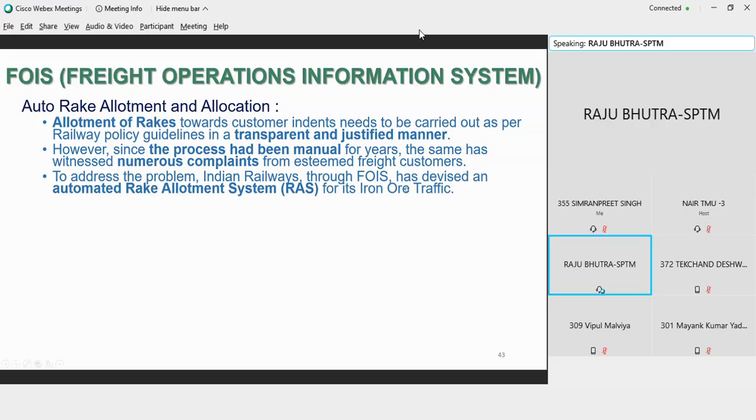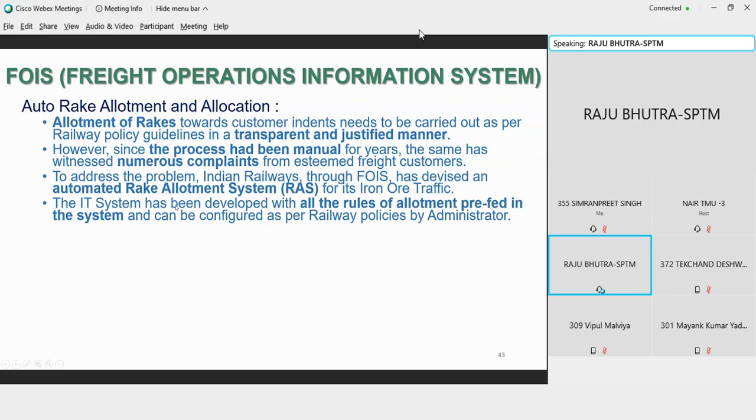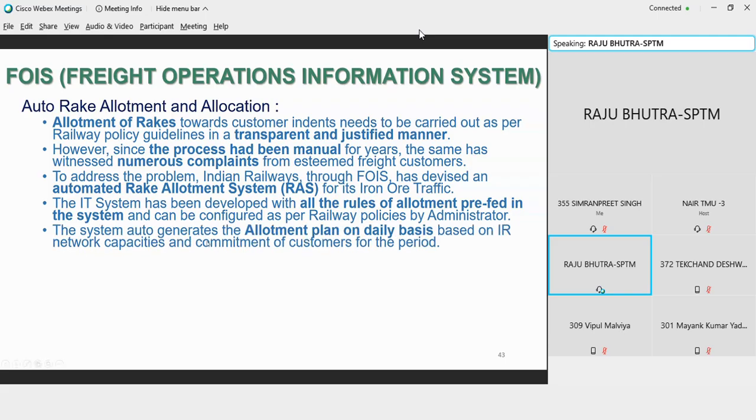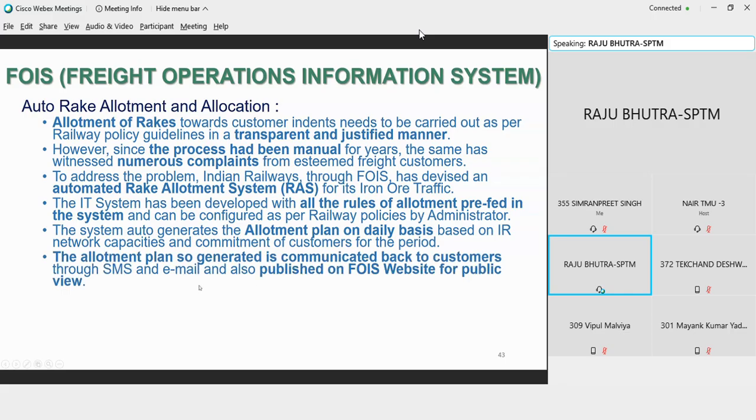To address the problem, Indian Railways through FOIS has devised an automated rake allotment system for its iron ore traffic. The IT system has been developed with all the rules of allotment pre-fed in the system, and can be configured as per railway policies by the administrator. The rakes will be allotted as per that system only. The system also generates the allotment plan on a daily basis.